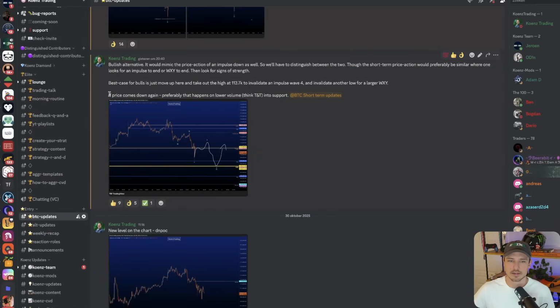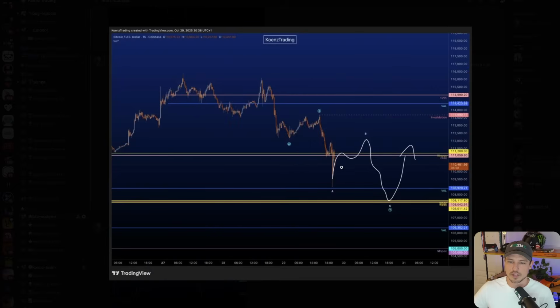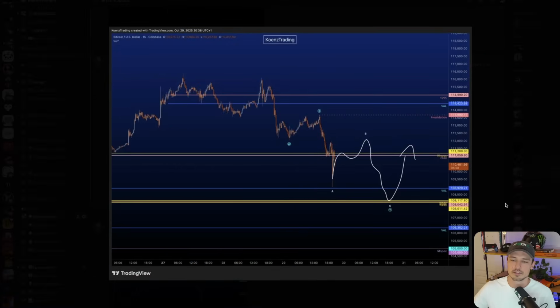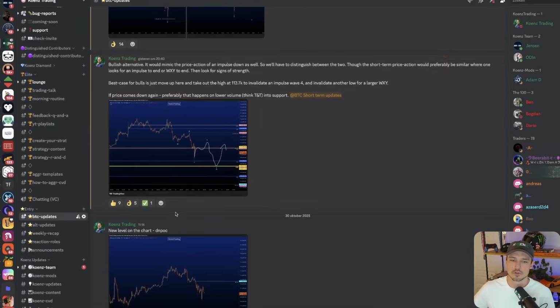And then I write here, if price comes down again, preferably that happens on lower volume, think trend and turn methodology, which is an opportunity to go long into support. If you range here for a little bit, then come down on lower volume compared to the previous low into support, there is an opportunity to look for a bit of a bounce to the upside. So there were different scenarios, but at every time there was no opportunity.